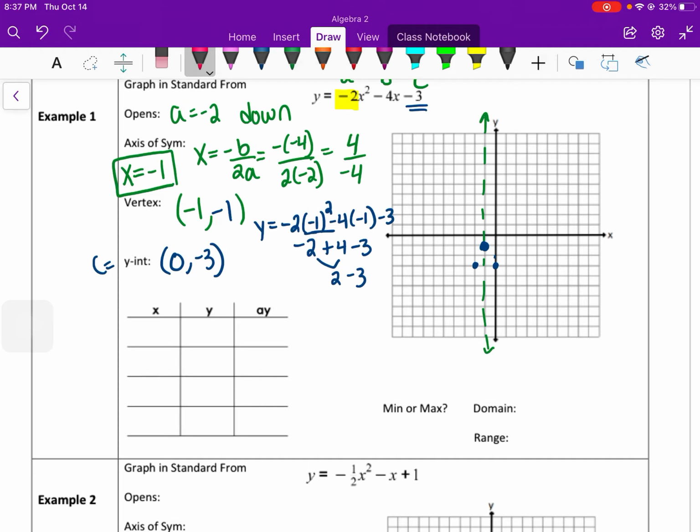So I'm going to think about my parent function table, which is going to be 0, 1, 2, 3. And then my y values are just those x's squared. So 0, 1, 4, 9.